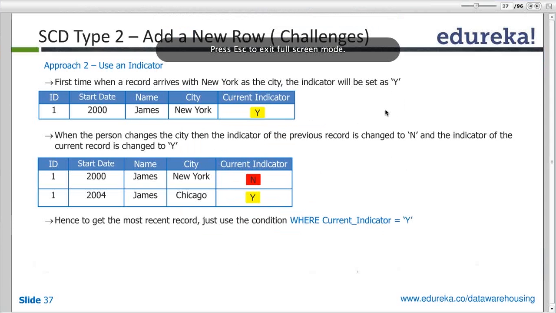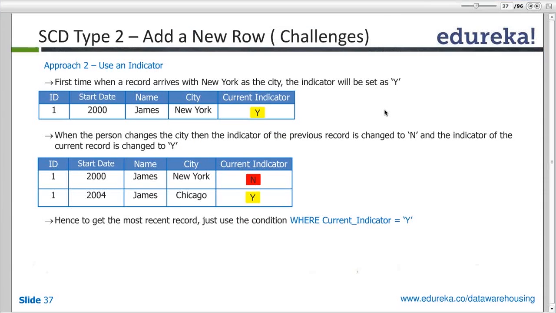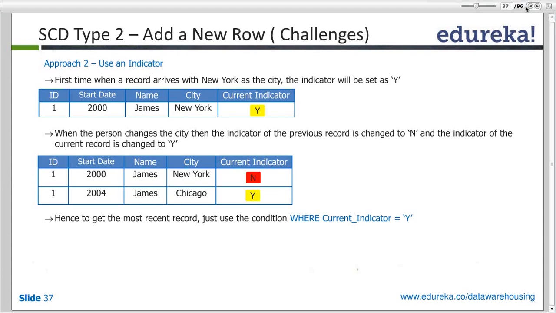So we discussed another way to find out the current record in the dimension, which is the current flag indicator, Y and N. You see the first record is marked as Y, and when the second record comes in the type 2 dimension, the first record is expired and the current flag is set to N, and the next flag is set to Y. So when you generate a report, you access only the current record using the filter Y.